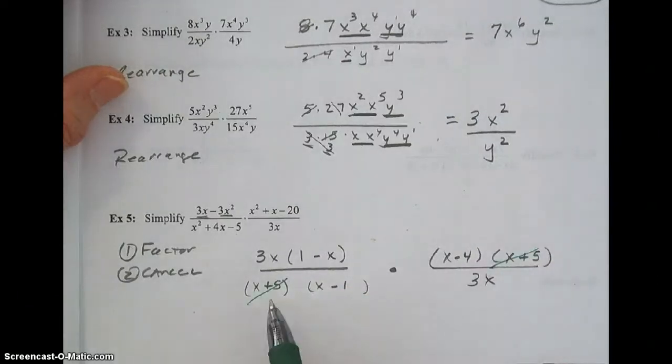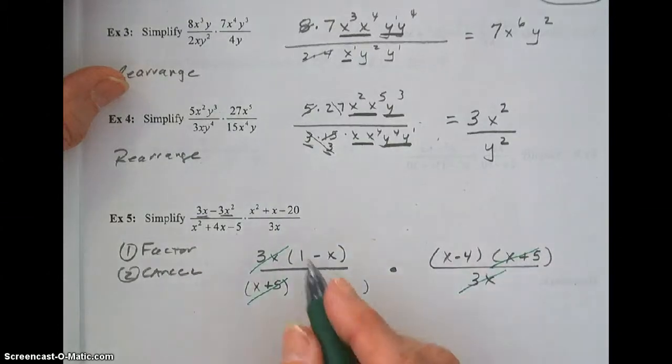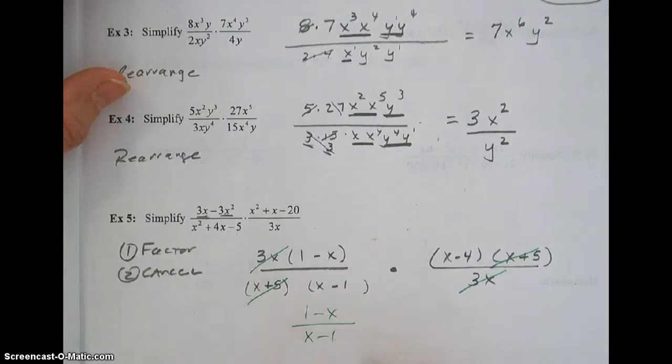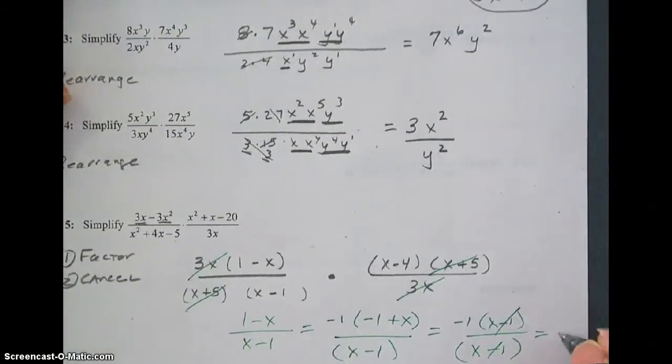Why? Because x plus 5 over x plus 5 is 1. 3x over 3x is 1. So that leaves us with 1 minus x all over x minus 1. And if I factor out a negative 1 on the top, I'll get a negative 1 times a negative 1 is a positive 1, and a negative 1 plus x is a negative x. And now this might not look like the same, but let me just rearrange this. This is x minus 1 over x minus 1. Now we can cancel. Final answer equals a negative 1.